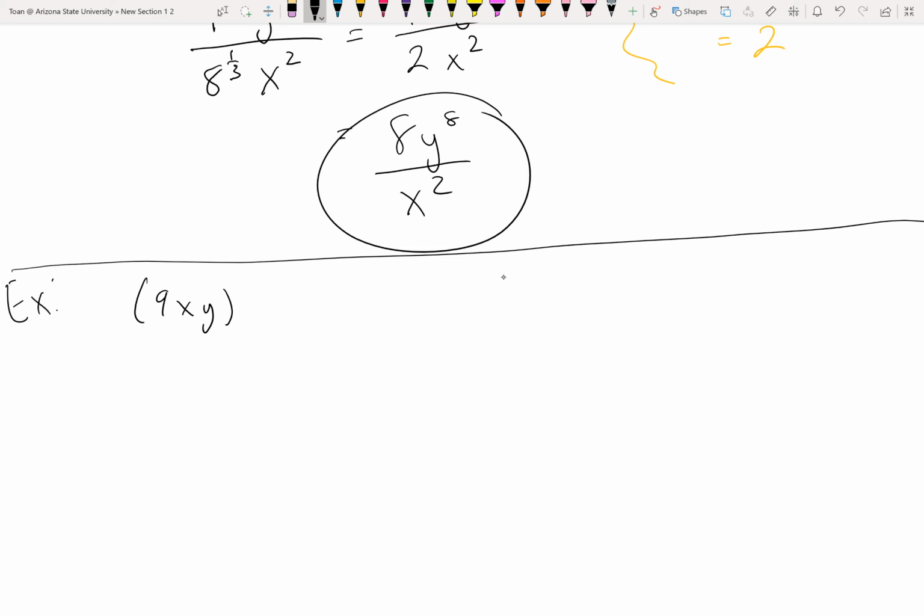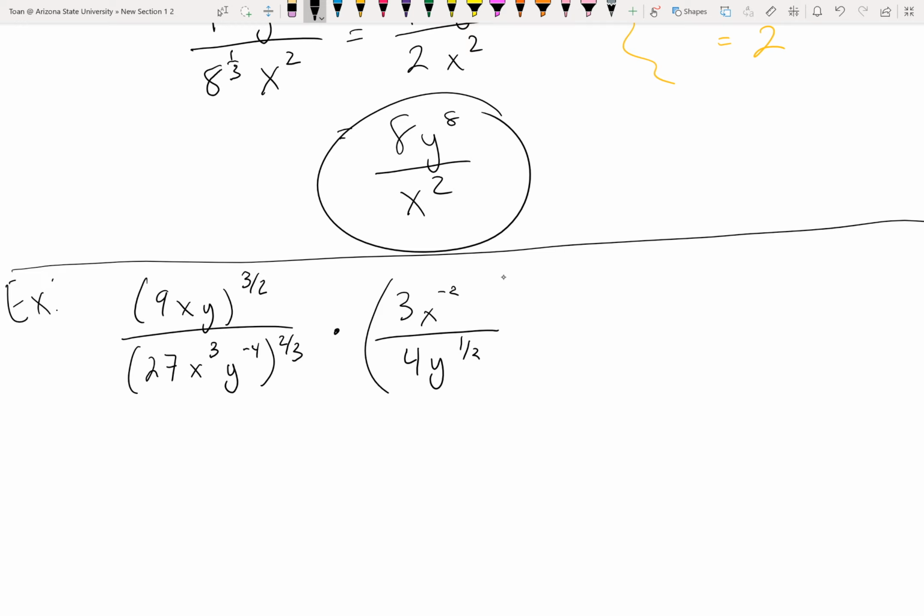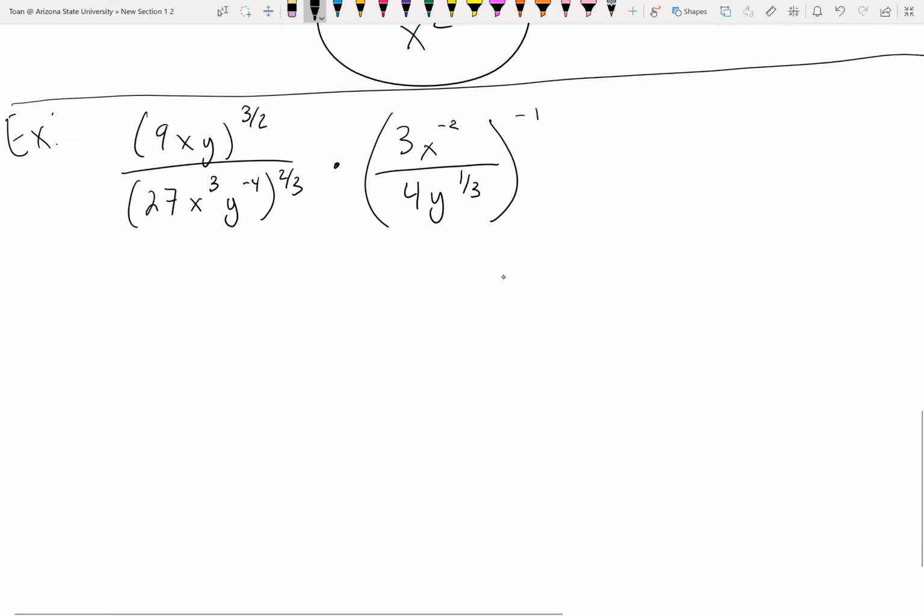9xy to the 3 halves power over 27x cubed y to the negative 4, all to the 2/3 power, times 3x to the negative 2 over 4y to the 1/3 power, raised to the negative 1 power. Very complicated, ugly looking. Let's just do the same 3 suggestions.